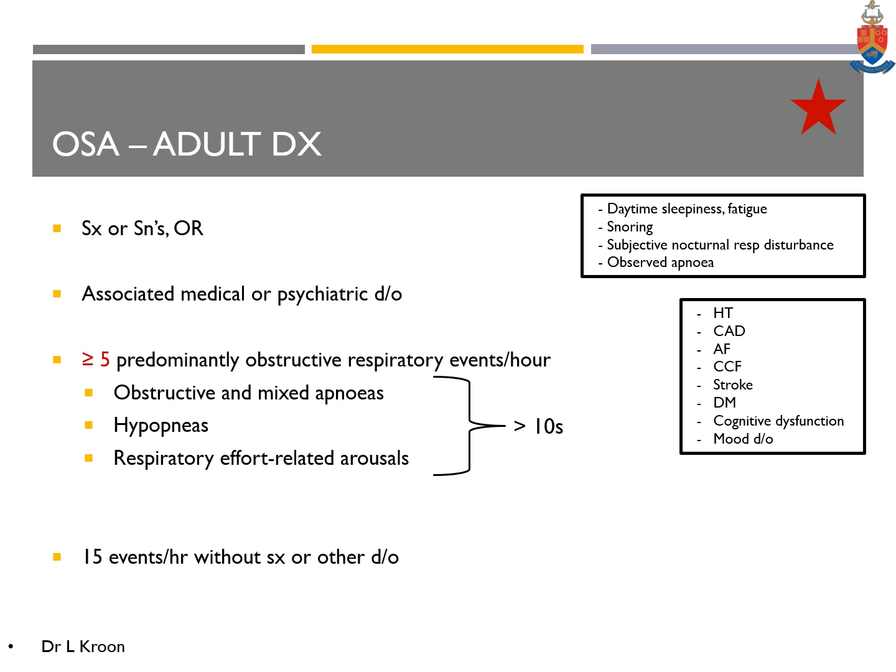Without any symptoms or signs of medical or psychiatric disorders, a patient needs to have more than 15 obstructive respiratory events per hour to be considered for obstructive sleep apnea.